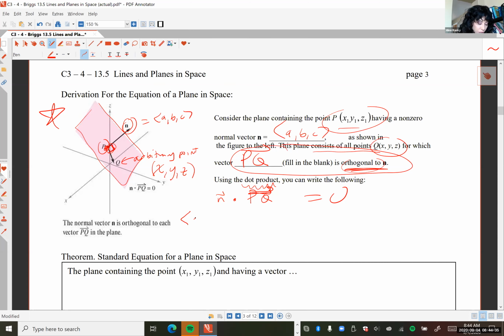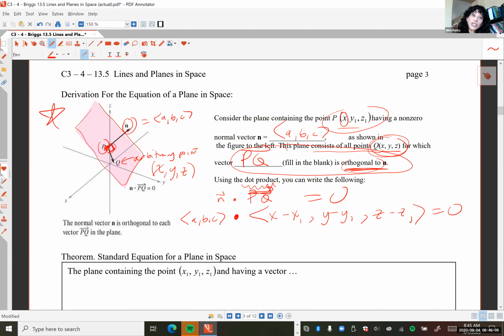So we already know the components of N, but we're going to take the dot product of that with the PQ vector, which we're going to form right now on the fly. So remember, terminal minus initial, where Q is just this arbitrary point having generic coordinates X, Y, and Z. So you're going to go X minus the X coordinate of the P point, and then take the difference of the Y components and the difference of the Z coordinates, I should say.